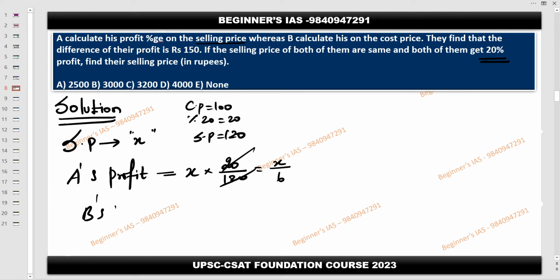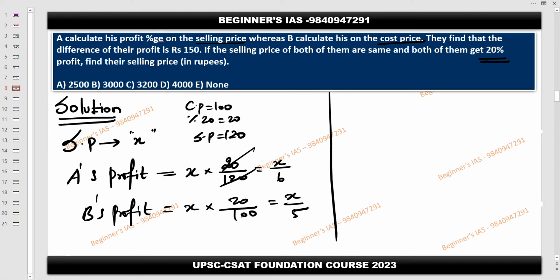Then B's profit. Now listen carefully here. B is selling. So therefore here X into, so same 20, but we need to calculate with respect to the cost price, since B calculates with respect to the cost price. So therefore here X by 5. So the difference is given. What is the difference? So here difference is equal to 150 rupees. X by 5 minus X by 6 is equal to 150.